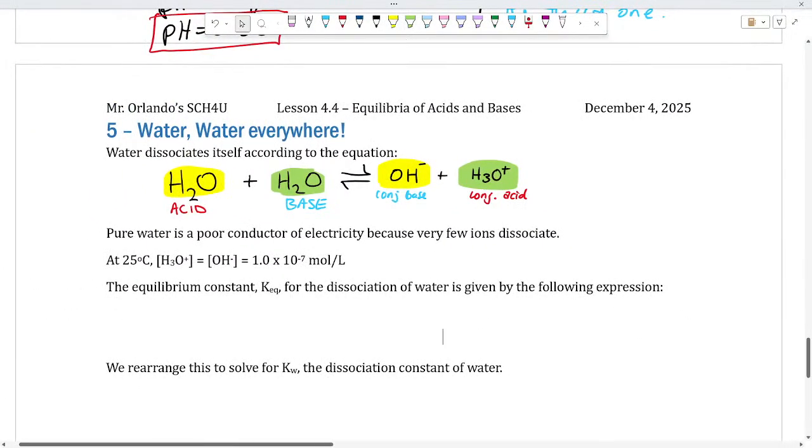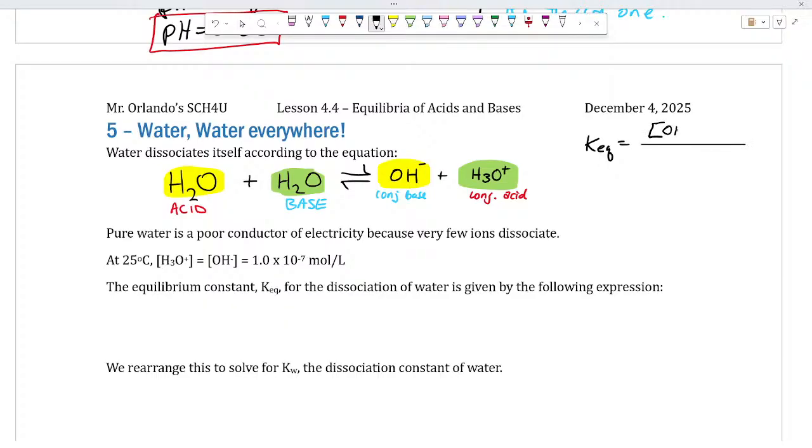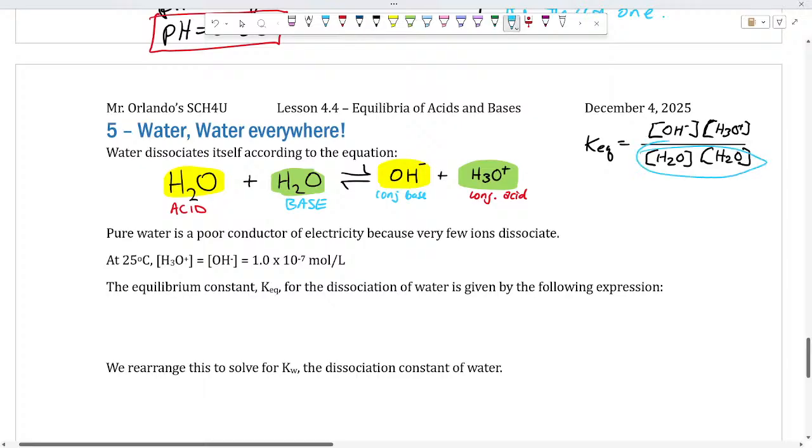But look here, if we were going to write an equilibrium expression for this, we'd say Keq equals, and what would go on the top of this? Concentration of OH minus times concentration of H3O plus, divided by the concentration of water times the concentration of water. Okay, now, these, again, are going to be basically constant.